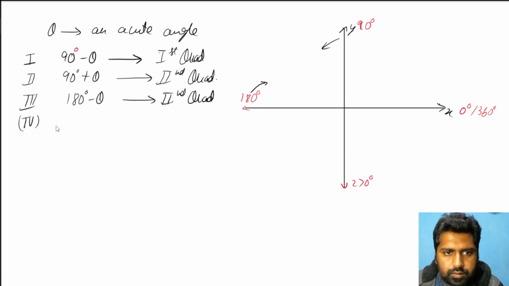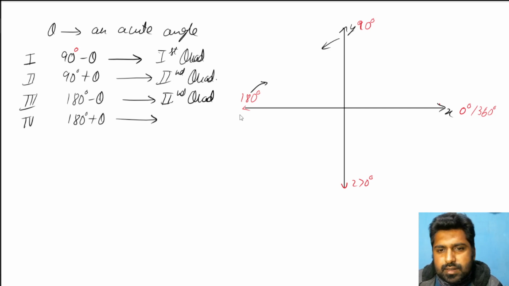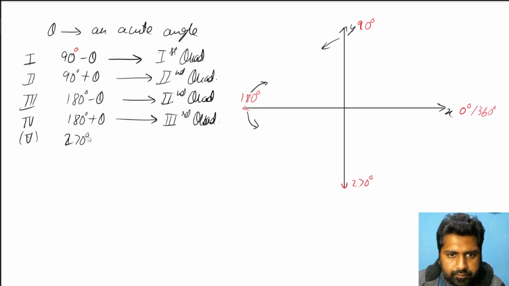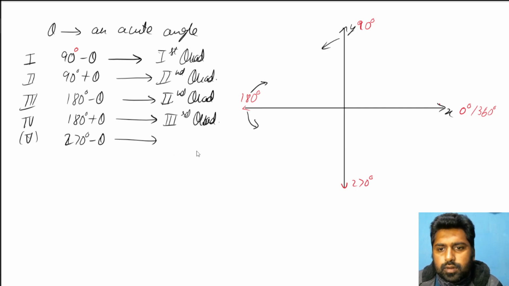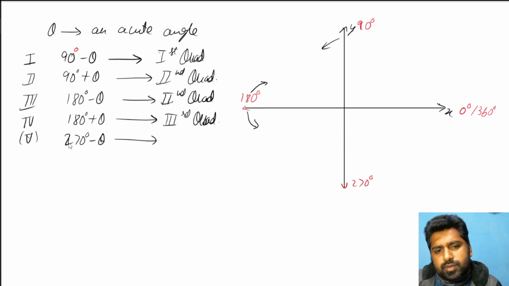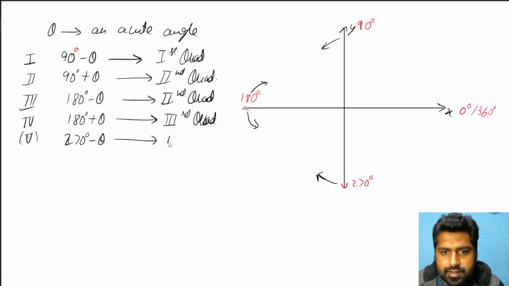Fourth, 180 plus theta. Now 180 plus theta means, let's assume again theta to be 10. 180 plus 10 is 190. So more than 180 will come in the third quadrant. Fifth, 270 degree minus theta. 270 minus, again just remove 10 degree, assume theta to be small. 270 minus 10 is 260, so less than 270. Minus means it will be reduced, so it will be less than 270, so that is again the third quadrant.